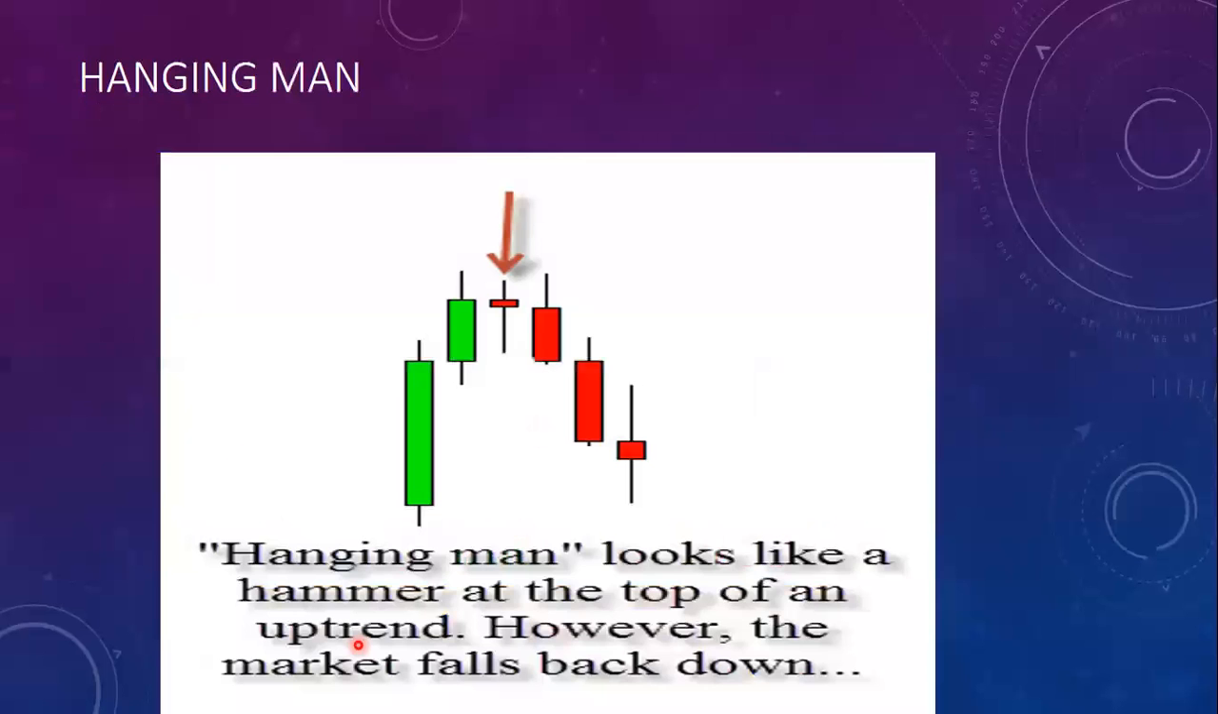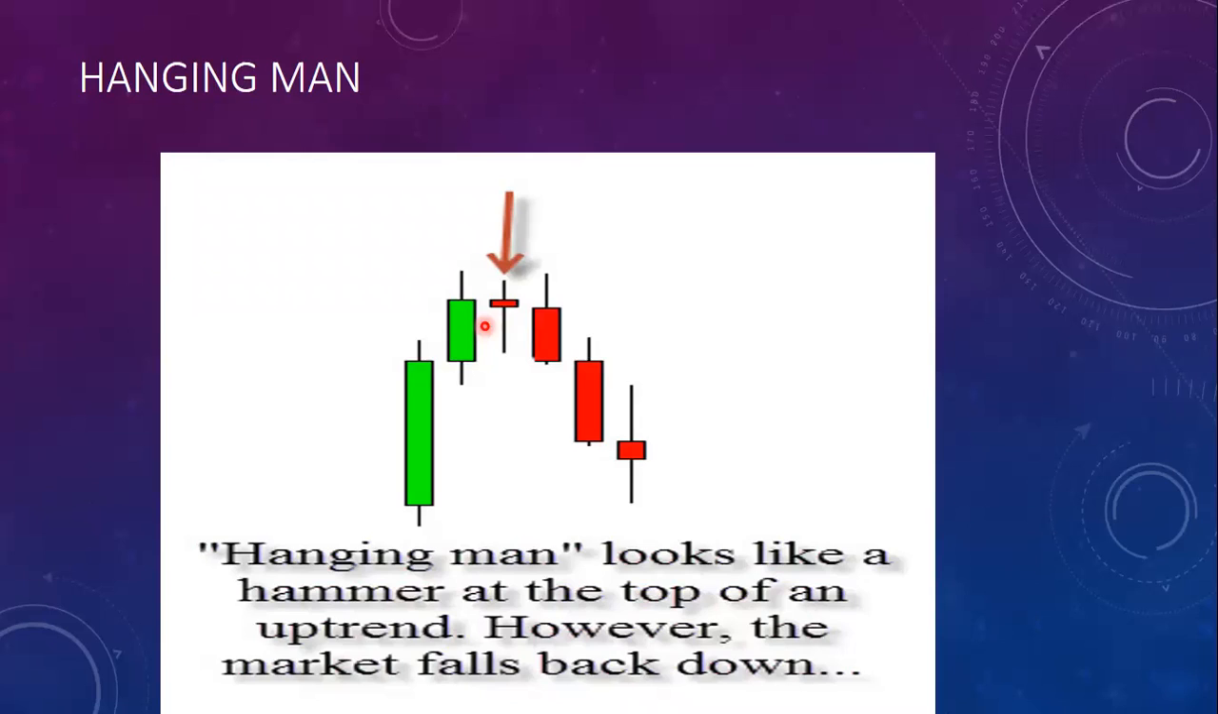We're starting now the hanging man. This candle here, we call it the hanging man because it looks like a man who is hanging. You see, this is his head, this is the roof, and this is the body, for example. So we call it a hanging man.